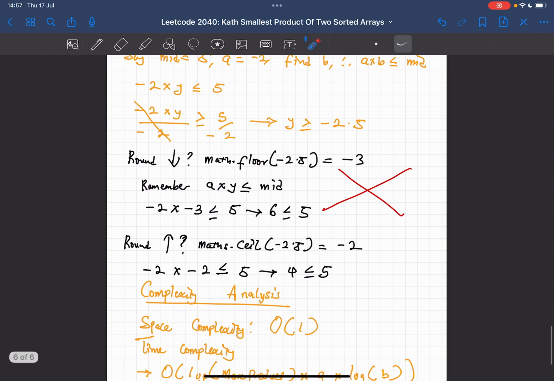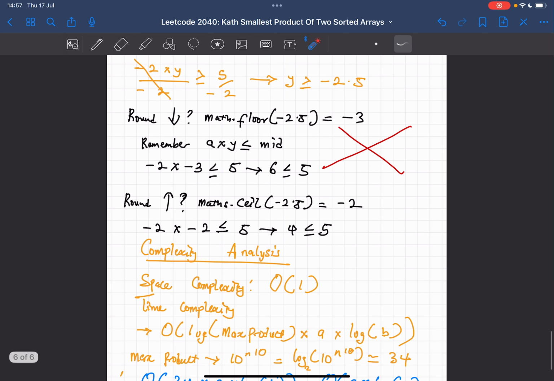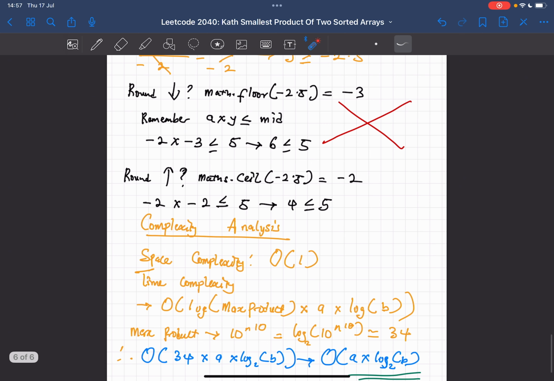Because it's binary search, in terms of space complexity, it's just big O of one, which is constant space. We don't need any extra space. But in terms of the time complexity, remember we're using the maximum product, which is 10 raised to power 10, which is the range of negative 10 raised to power 10 to positive 10 raised to power 10, but the maximum product is this. And we're applying a binary search on that. And binary search is a logarithmic search operation.